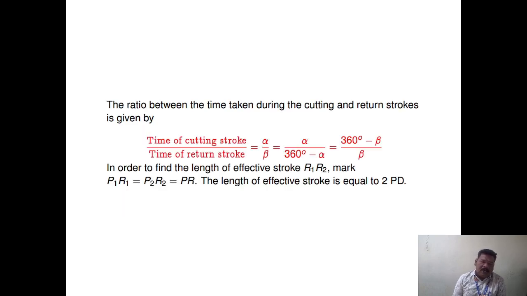Next, the ratio between the time taken during the cutting and return strokes is given by the time of the cutting stroke divided by the time of the return stroke. The time of the cutting stroke is taken as alpha and the time of the return stroke is taken as beta. These are the formulas which will calculate the effective stroke, R1 and R2. These are the main formulas. You can easily remember them; it's an easy one. You can easily take the formula and calculate each of the timing strokes, and then the lengths and the rest of the angles also.